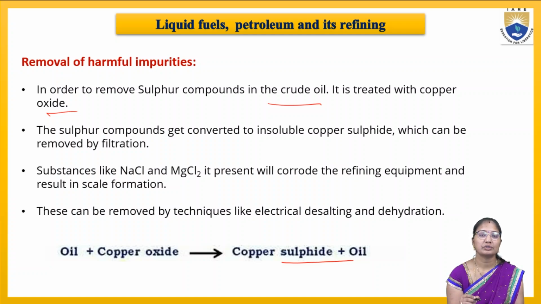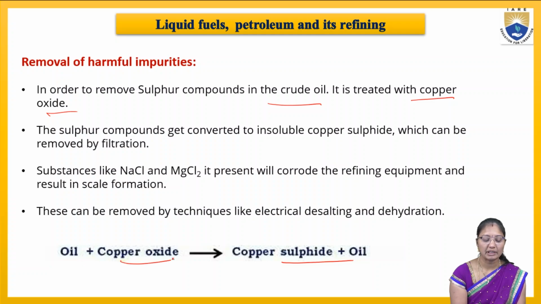Sulfur is also mostly an unwanted material. As it reacts with hydrogen and oxygen atoms, it results in the formation of sulfuric acid, which is a highly corrosive compound. So the removal of sulfur is important in this process. This can be done with the copper oxide. The copper oxide is mixed with the crude oil, then the copper sulfide formed is removed and oil is obtained.